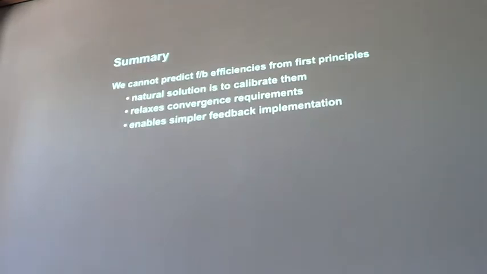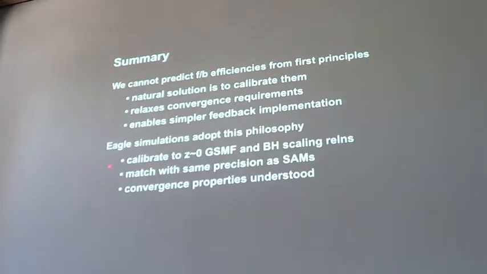So just to summarize, I don't think we can predict the feedback efficiency, certainly not in cosmologically meaningful volumes, from first principles. So I think a better option is to try to calibrate them. And in doing so, we can relax our convergence requirements on our subgrid models so we can do things in a simpler and more natural way. The Eagle simulation is a new flagship program by the Virgo Consortium.